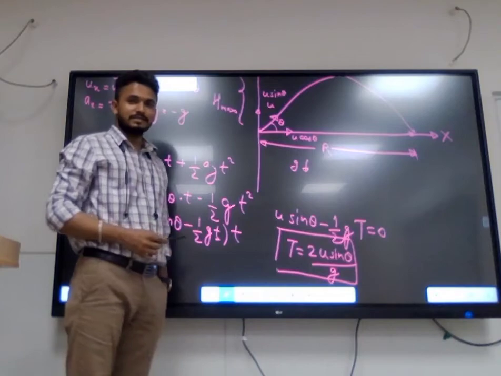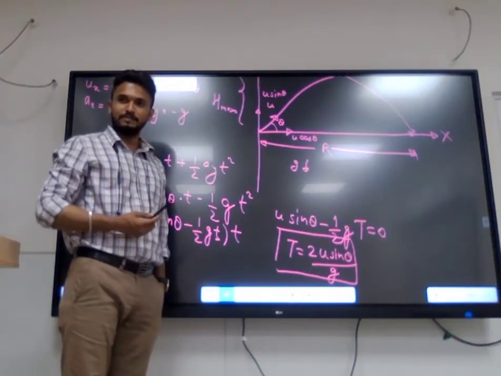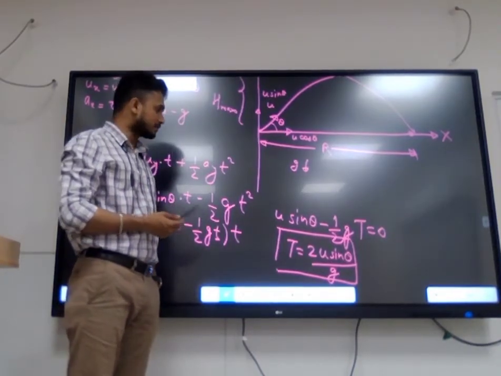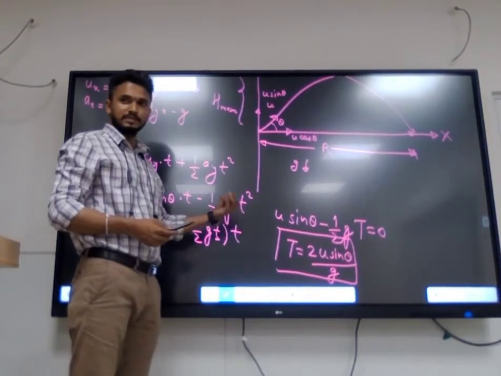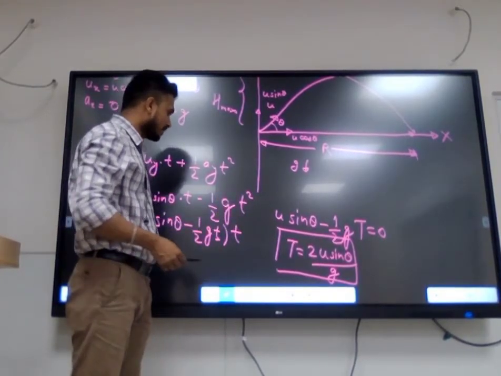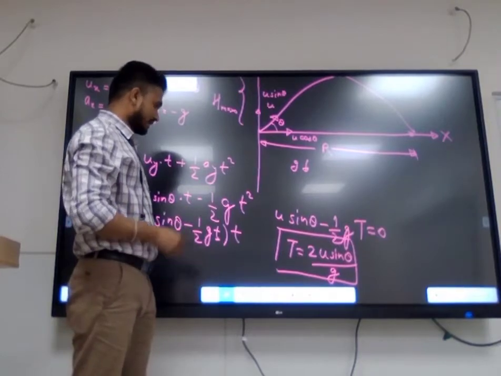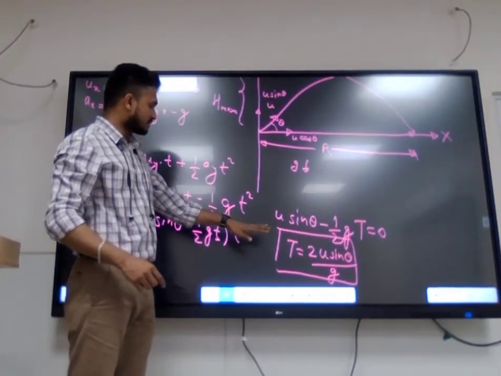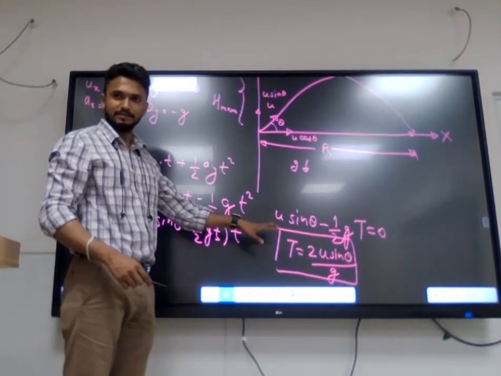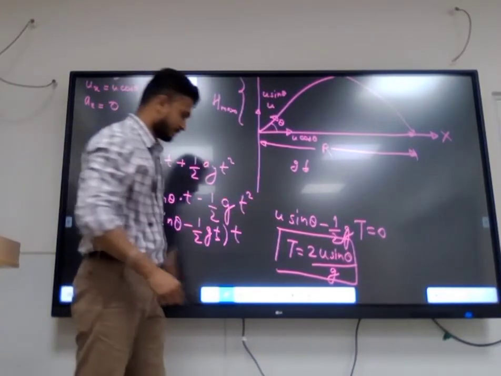Now, there is not just one way to solve a problem. There are many other ways, and you can get to know about the time of flight in some other way also. There are some other concepts. What is that concept? Let's talk about the second concept, and we will see that time of flight has the same formula again.